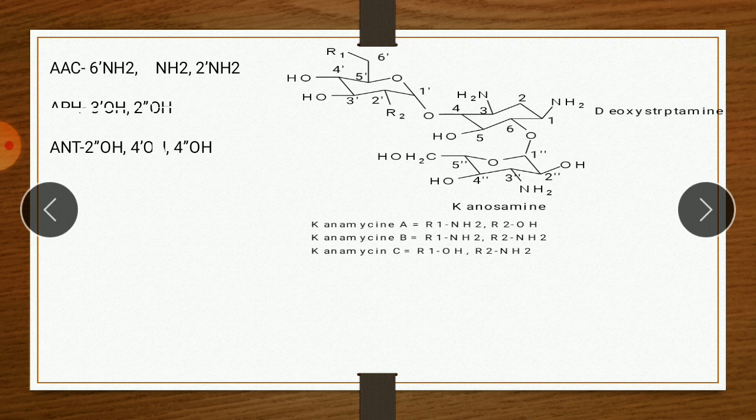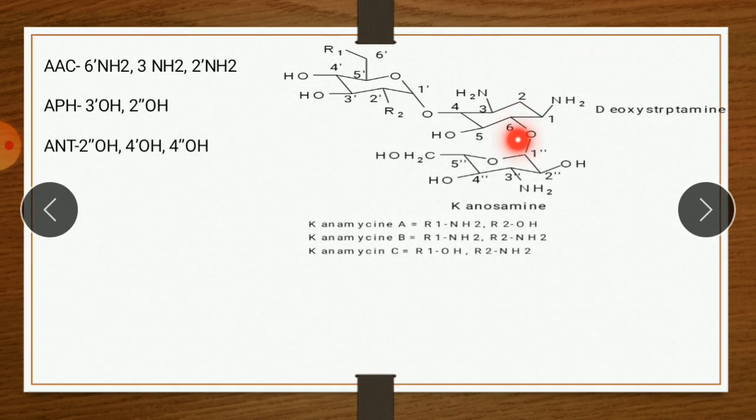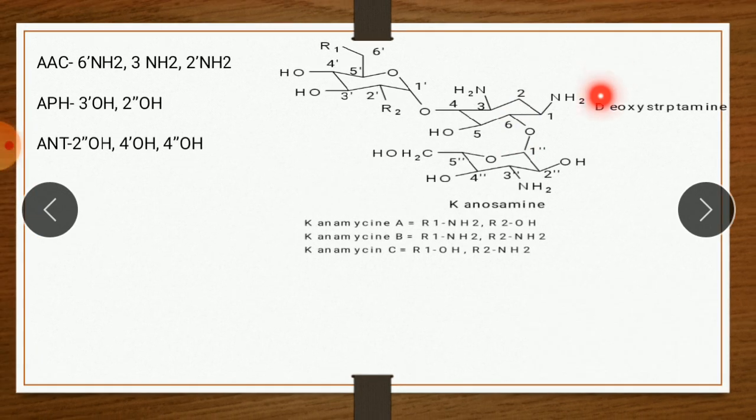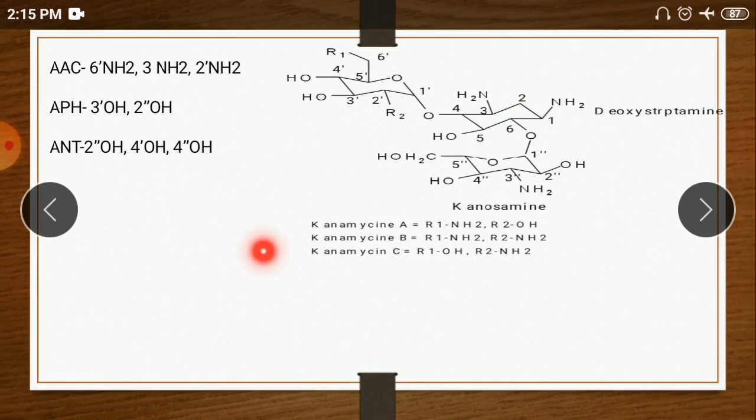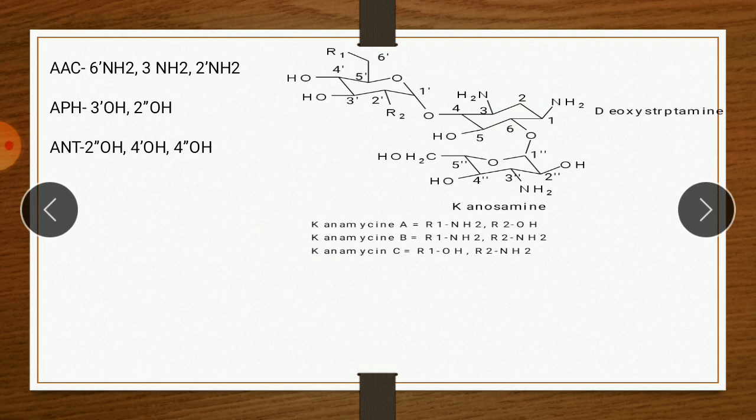Then the first aminoglycoside, that is Kanamycin. This is the structure of Kanamycin. If you see the structure here, Kanamycin is a mixture of Kanamycin A, B, and C. These are the 3 rings of Kanamycin. This central ring is deoxystreptamine, as we saw previously. Then this lower ring is kanosamine, and this one is an amino sugar.